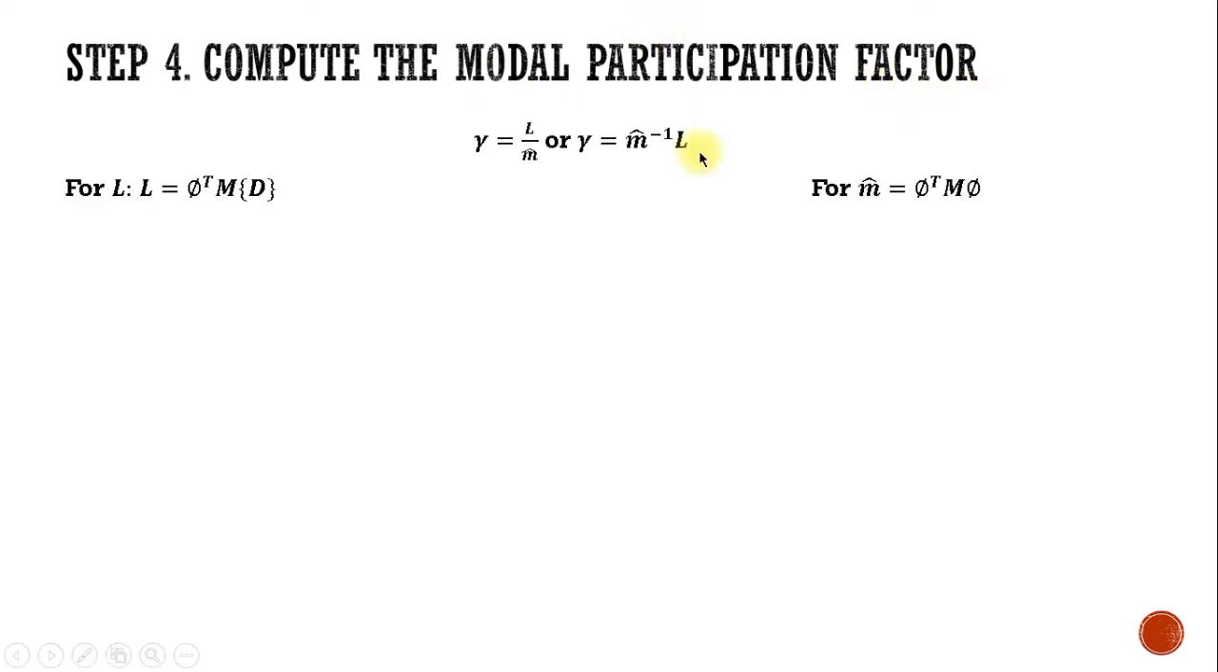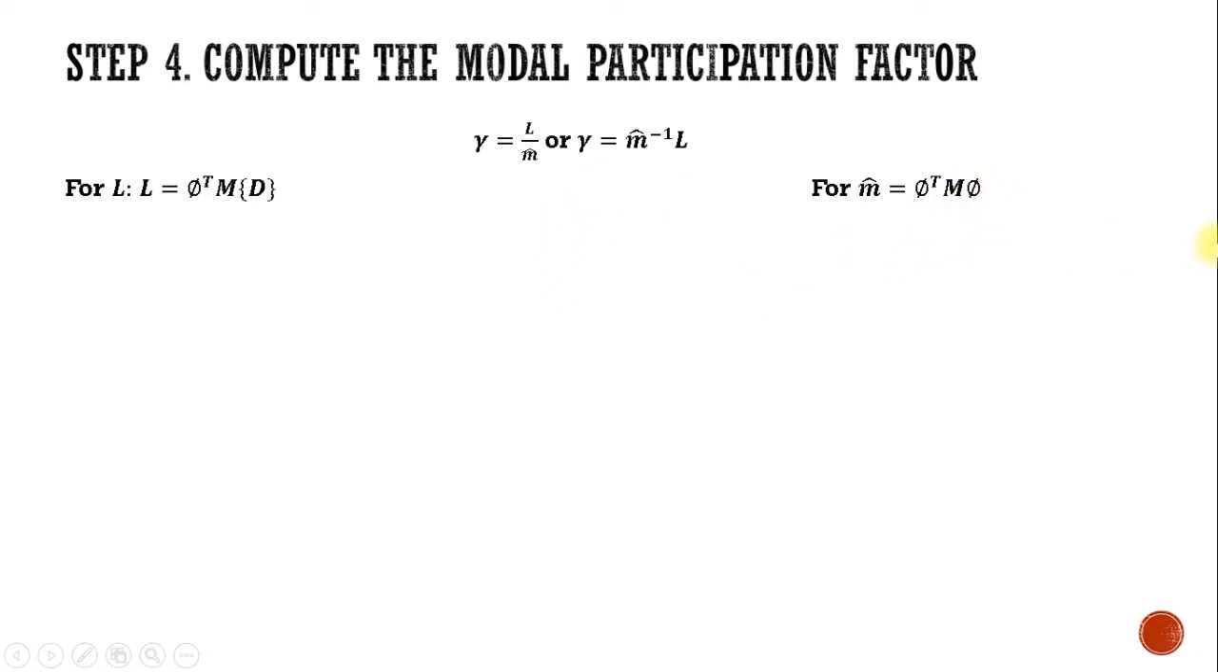The modal participation factor is represented by gamma. It is equal to L, the coefficient vector, an n by 1 vector, divided by M hat, the generalized mass matrix. In simplified form, gamma is equal to the inverse of the generalized mass matrix times the coefficient vector. L is equal to the transpose of the mode shape matrix times M, the mass matrix, times D in brackets, the directional displacement unit vector. M hat is equal to the transpose of the mode shape matrix times the mass matrix times the mode shape matrix itself.